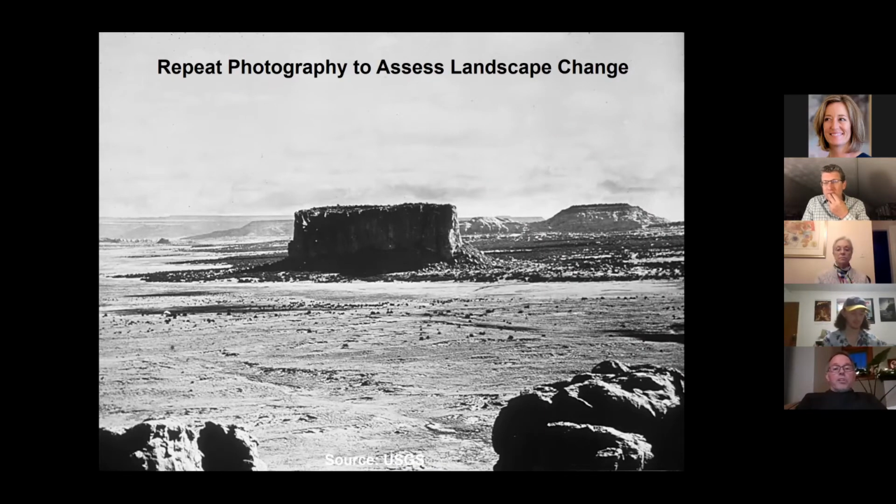There's been a lot of this work in the Southwest. This is in Arizona. And this was a photograph that was taken by William Henry Jackson in 1870. And here was a repeat photograph of the same landscape not that long ago.